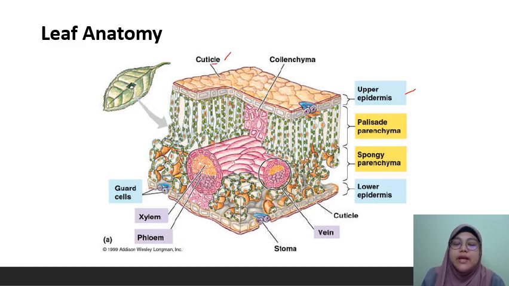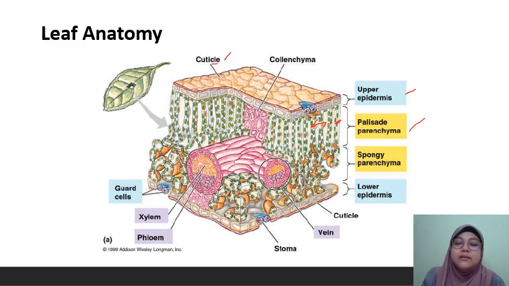And then next we have the palisade mesophyll cells or palisade parenchyma cells. These cells are filled with chloroplasts. Usually there's a lot of chloroplasts, and the contents of these cells are the ones that are responsible for photosynthesis because they have a lot of chloroplasts in them.